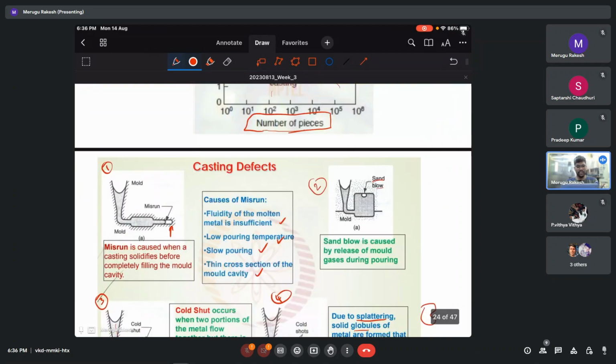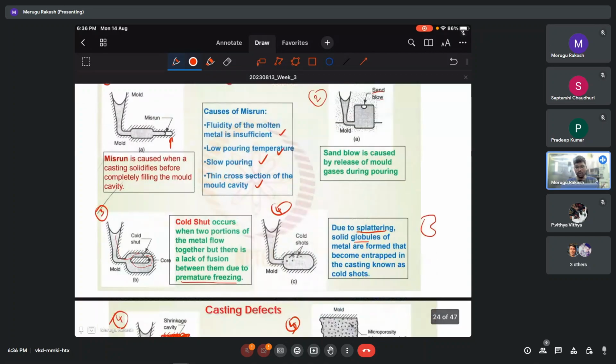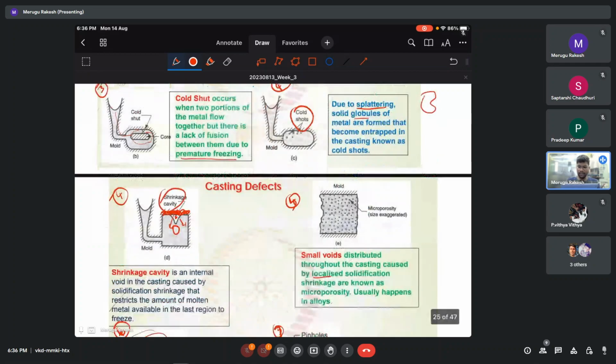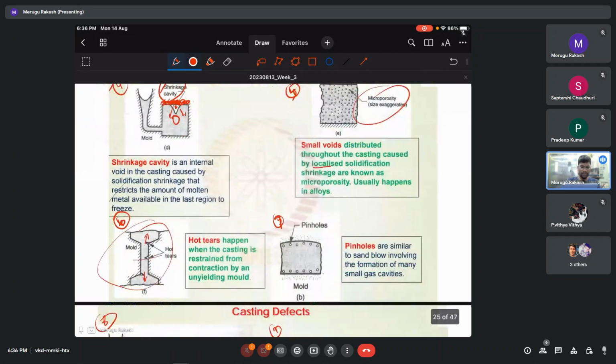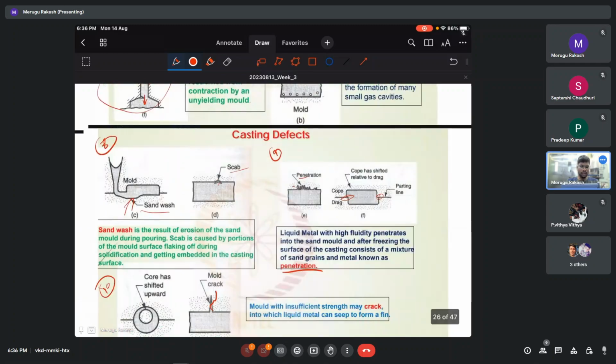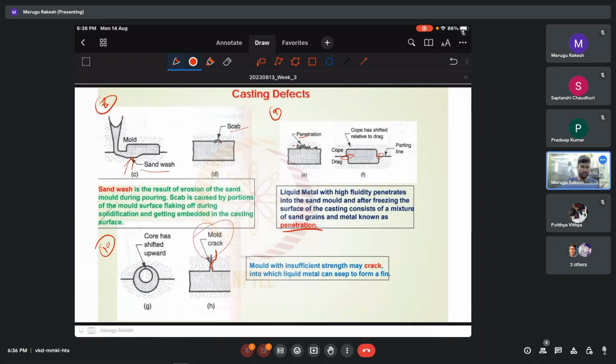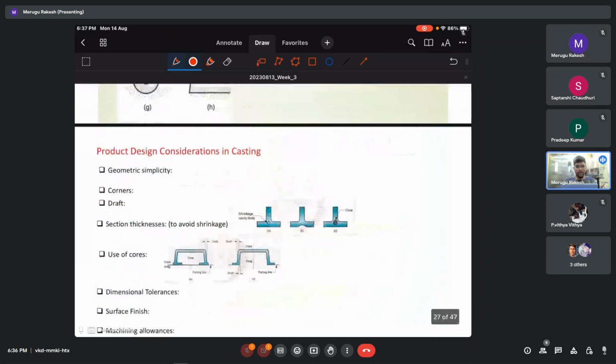Let's just go through them. One is the misrun, sand blow, cold shut, and then solid globules or cold shots. Then we have shrinkage cavity, then microporosity, then hot tears, then pinholes, then sand wash, scab, penetration, and then mold crack. These are the different types of casting defects. You have to remember them, as they might ask you about these casting defects. That is all about the casting defects.